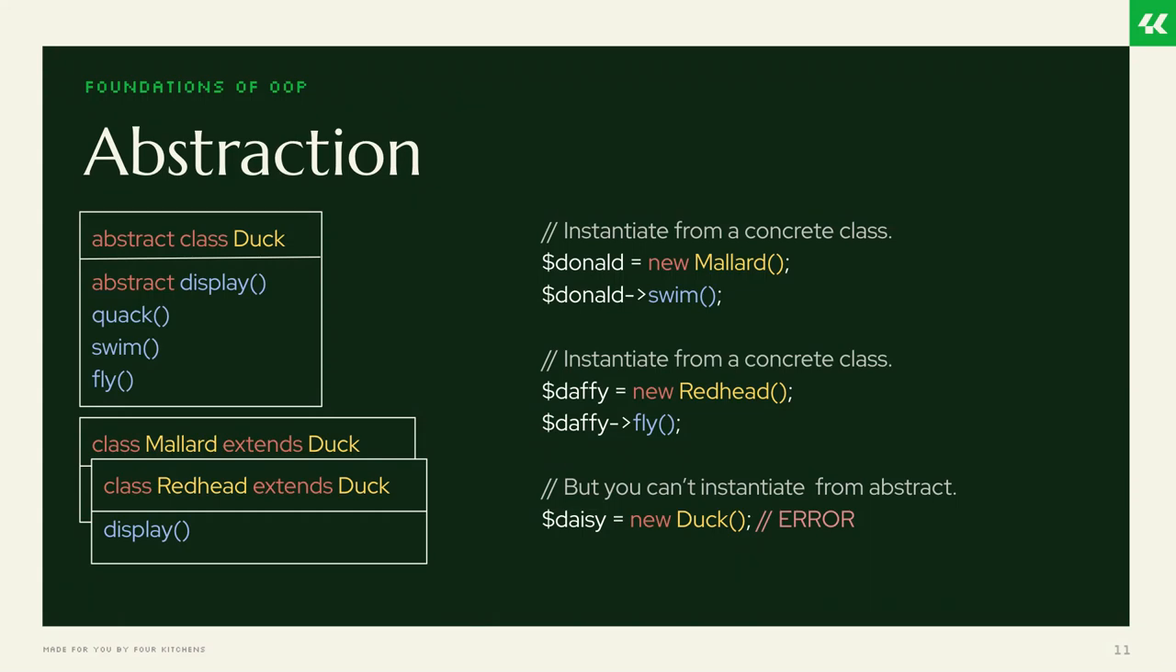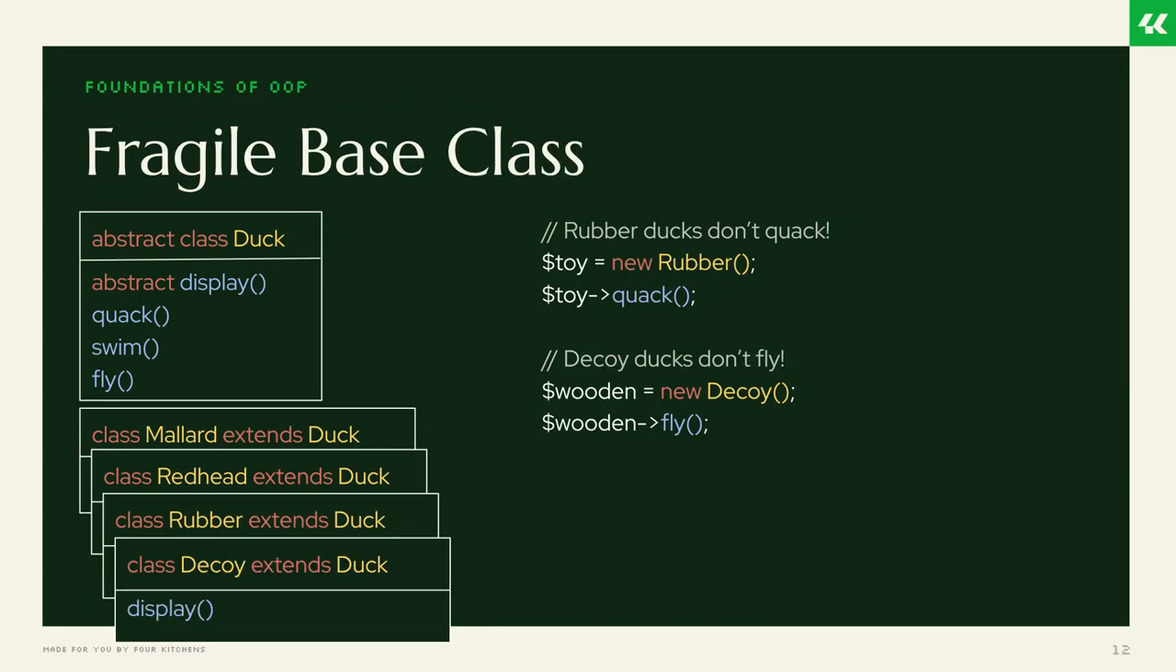And just as a reminder, I have two children. Donald is now an instantiation of Mallard. Daffy is now an instantiation of a redhead duck, and they both can swim and fly. But you can't instantiate duck directly because I'm using abstracts. At least that's the case in PHP. Other languages have slightly different rules around this when you get into interface design. And as I said, this is where we start to fail.